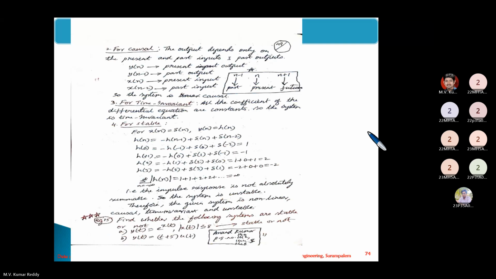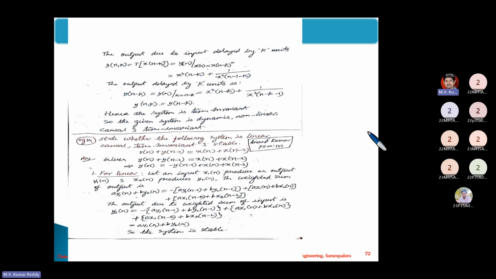Okay, this is model 3. This is model 3 discrete. Model 3 discrete system or discrete signals.